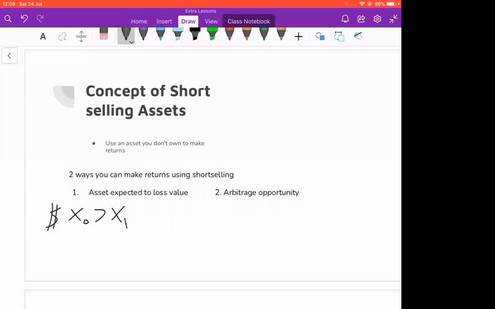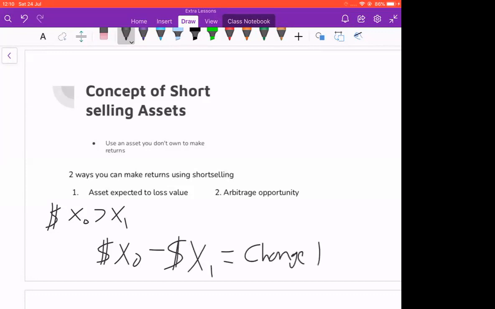Like x$0, and then you take out from there to buy x1, and then you will be left with a change, and this change is going to be positive, right? And then you will return back x1, and it simply means that you have made profit from short selling this asset. So this is when it loses value.